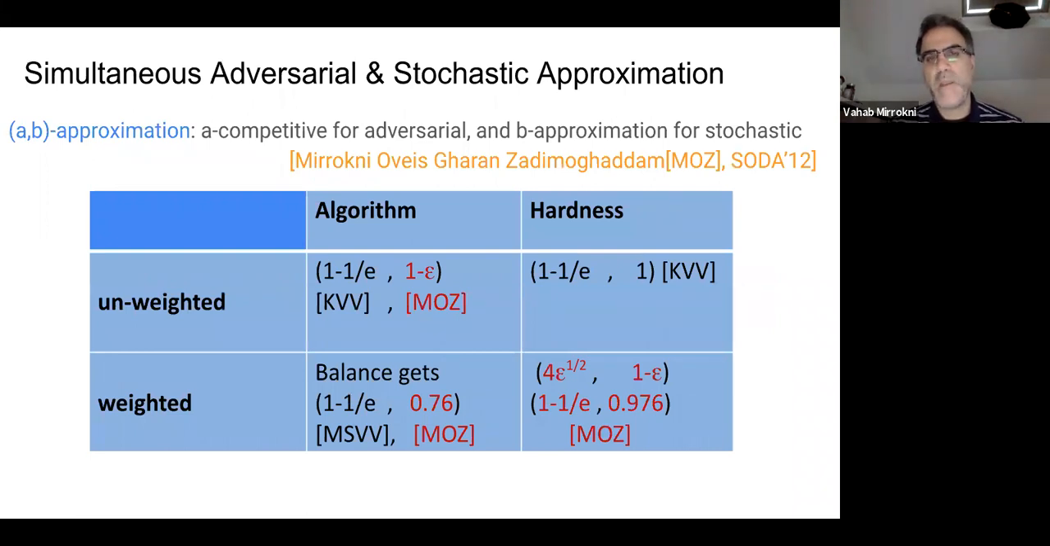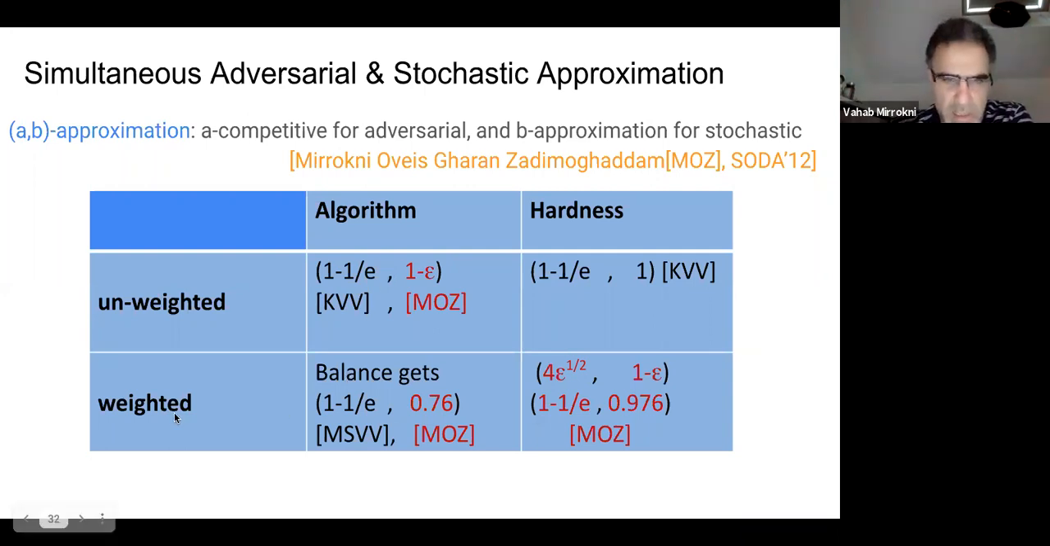So what we showed for the online allocation problem in the simultaneous adversarial and stochastic approximation was this. We say an algorithm is an alpha and beta approximation if, at the same time, the same algorithm is alpha competitive for the adversarial model and beta approximation for the stochastic model. Then in the unweighted matching case, it is possible to achieve the best of both worlds. If we know that the budgets are large, or the capacity is large, there is a simple algorithm that achieves 1 - 1/e in the adversarial model and 1 - ε in the stochastic model.